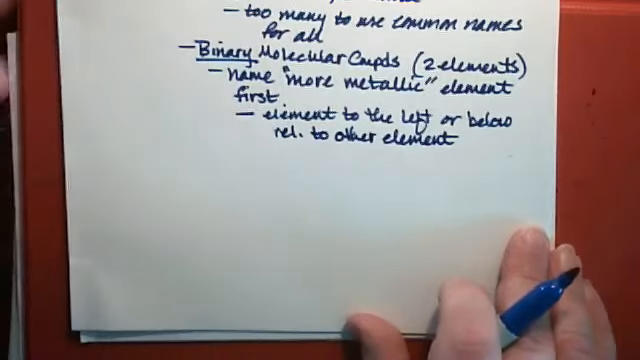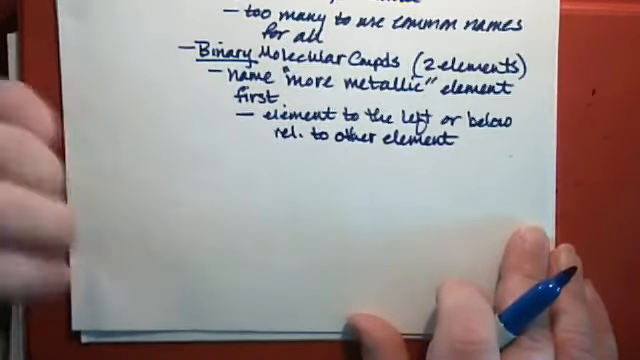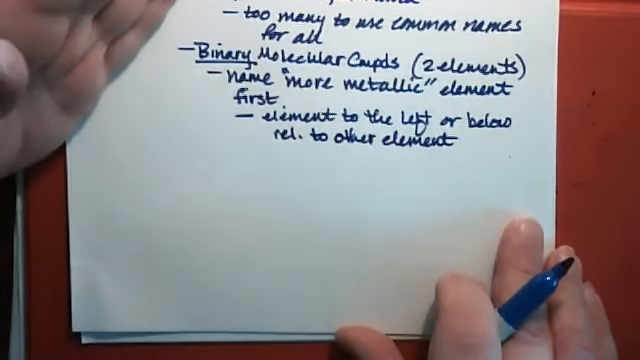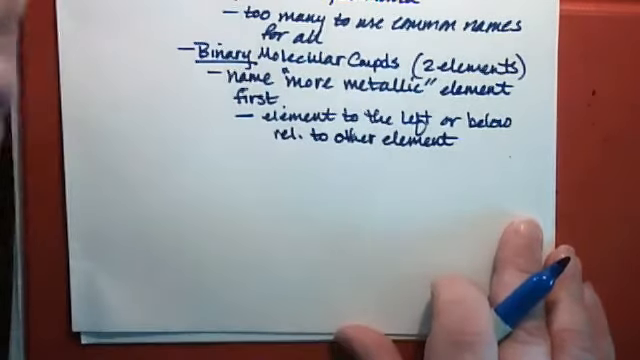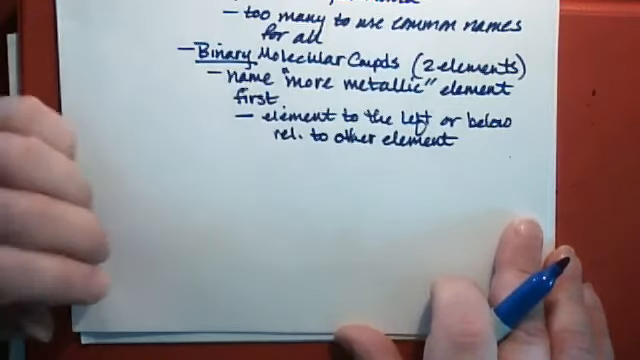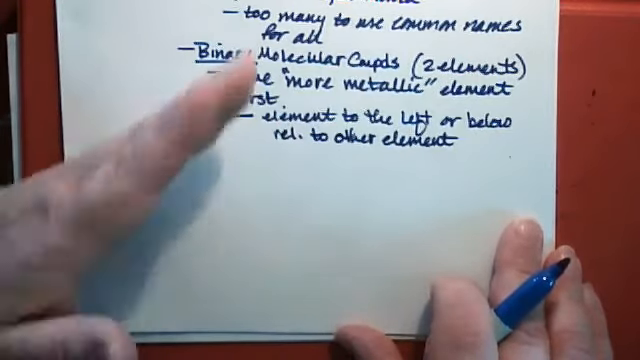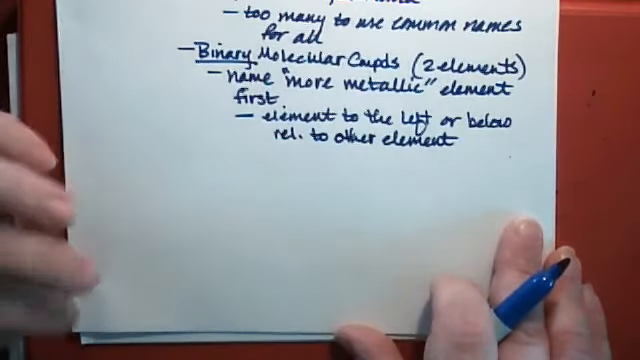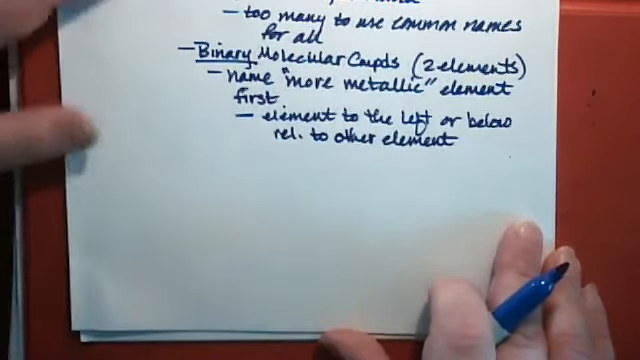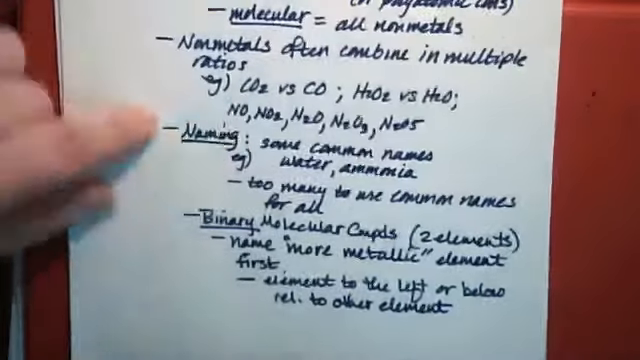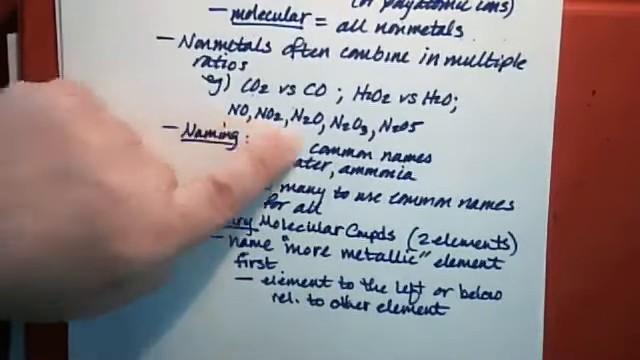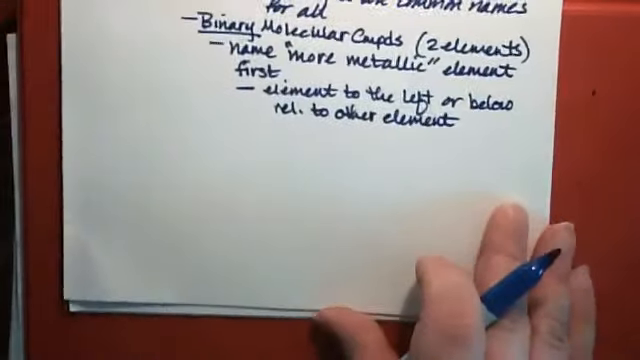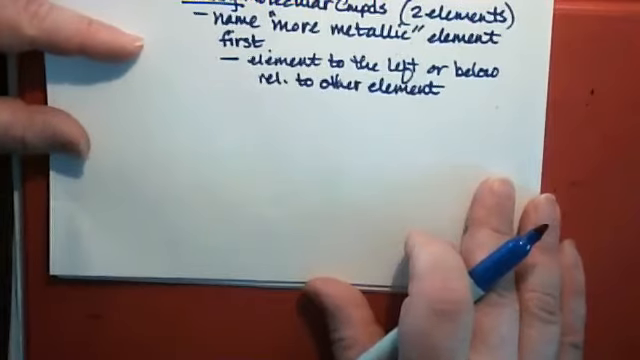Okay, so if you look at the formula for most molecular compounds, like H2O, notice where hydrogen is in the periodic table versus oxygen. Hydrogen is way over to the left, so hydrogen goes first. Carbon dioxide, carbon comes first, oxygen second. Notice carbon is to the left of oxygen, so the carbon comes first. And all of these nitrogen compounds: nitrogen is to the left of oxygen in the periodic table, so nitrogen comes first. There are a couple exceptions here and there, but that's generally the way it goes.